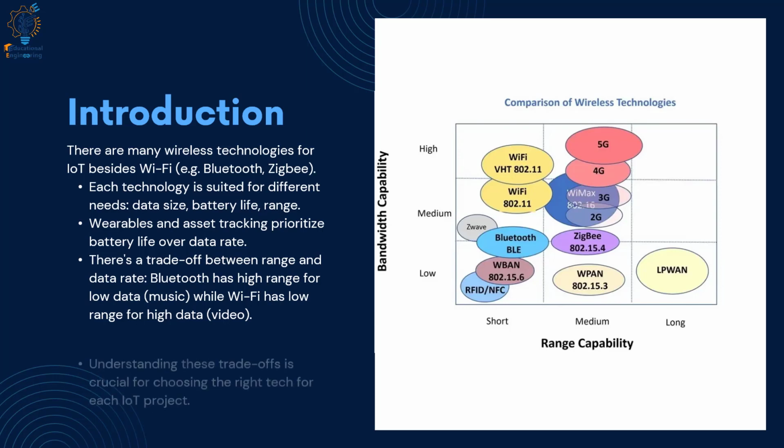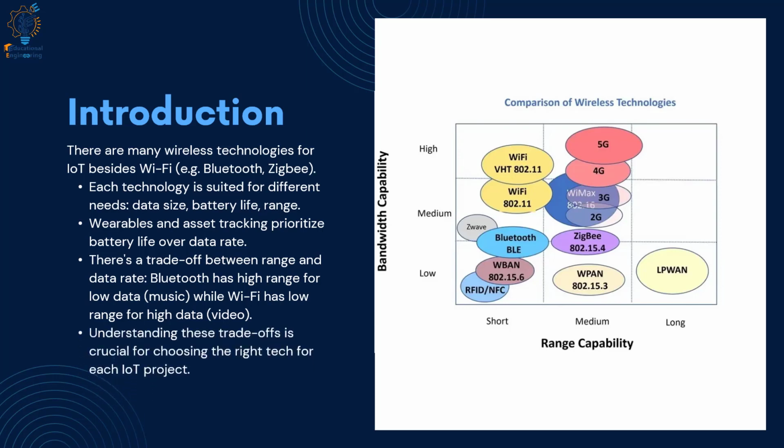But to make sure everything works its best, we need to understand the trade-offs between how far it can send information and how much it can send at once. This way, developers and engineers can pick the right wireless tech for each unique IoT project.